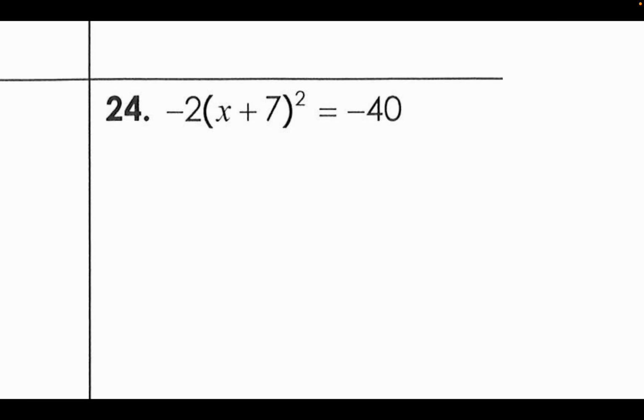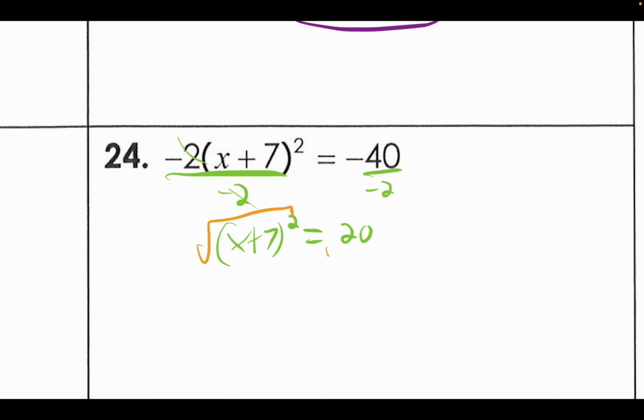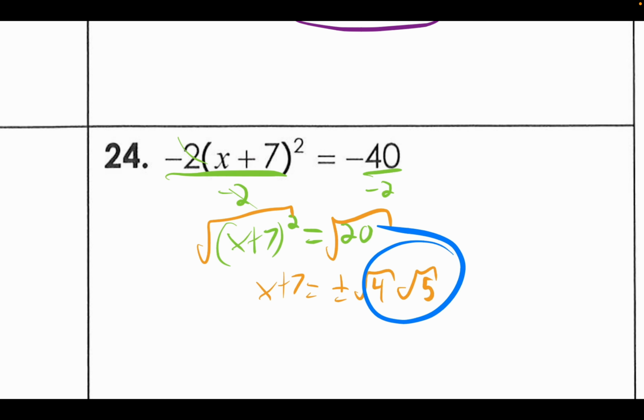Number 24, we need to get our squared term by itself. We'll do this by dividing by negative 2. Negative 2 is multiplying. A lot of people would try and add 2 here, but 2 is not subtracting, it is multiplying. And so we get the quantity of x plus 7 squared divided by 20. Now our squared term is by itself, so we square root both sides, and I get x plus 7 equals the positive negative square root of 4 times the square root of 5. Now before I worry about subtracting the 7, I'm going to complete simplifying this side. And so I get x plus 7 equals positive negative 2 square root 5.